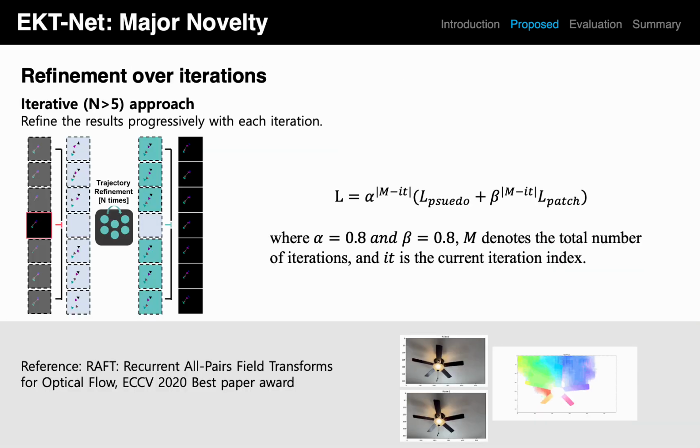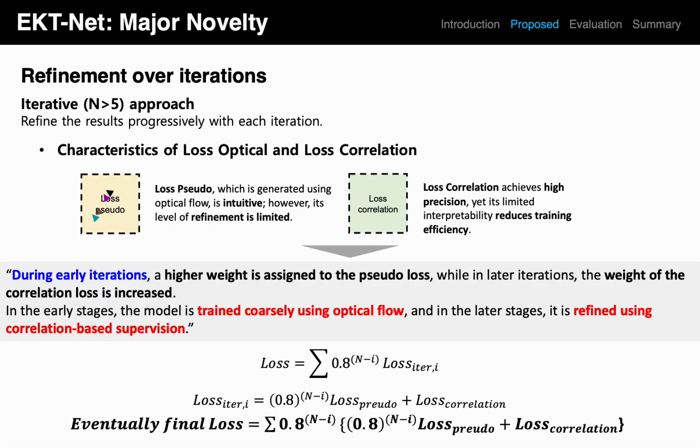In addition, we adopt an iterative refinement strategy inspired by RAFT. Instead of predicting key points in a single step, the model progressively updates them over multiple iterations. For this, we apply iterative weighted scheduling. Early iterations emphasize the pseudo-optical flow loss for coarse global alignment, while later iterations focus more on the patch correlation loss for fine local refinement.